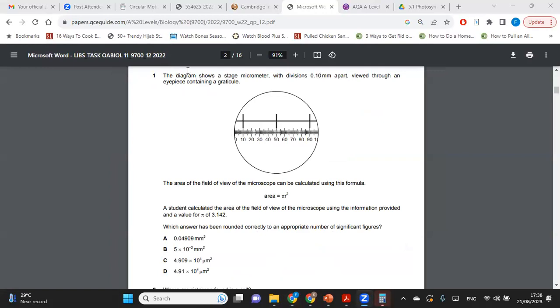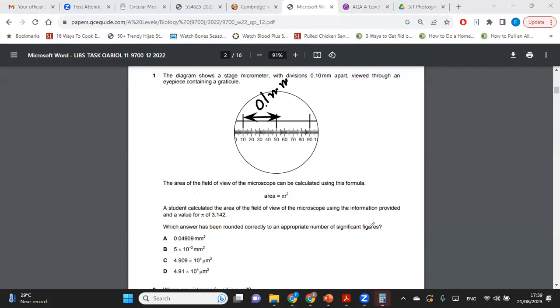Okay, take a look at this. The diagram shows a stage micrometer with divisions 0.1 millimeter apart. So what is the value of one division? 0.1 millimeter. The area of the field of the microscope can be calculated using this formula. So the formula is given to us. A student calculated the area of the field of view of the microscope using the information provided. Which answer has been rounded correctly to an appropriate number of significant figures?